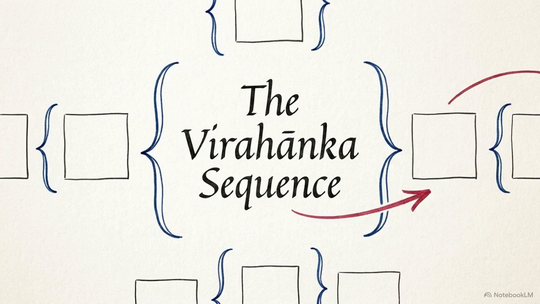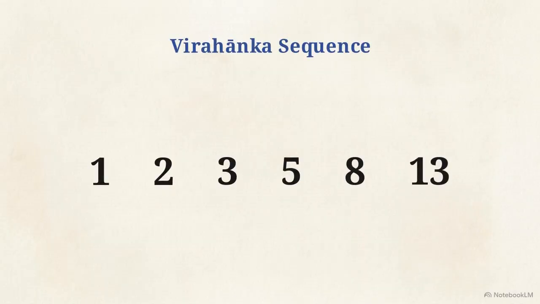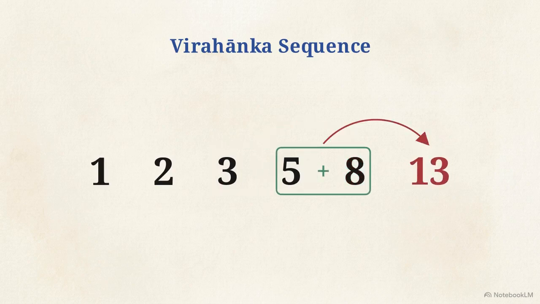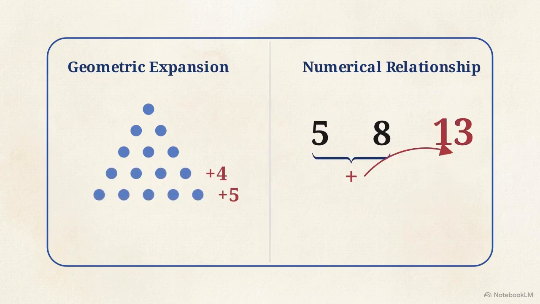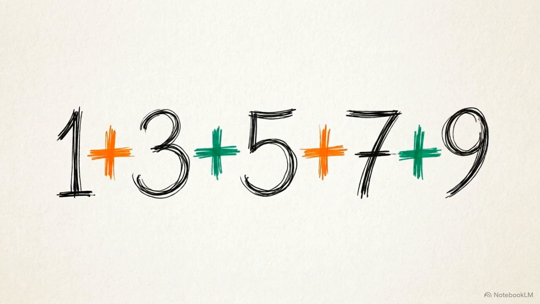Sequence rules can also be based on the relationship between neighboring numbers, as seen in the Virahanka sequence. In this sequence, every new number is the sum of the two numbers right before it. 3 plus 5 gives us 8, and 5 plus 8 gives us 13. These rules provide a framework for describing both geometric expansion and complex numerical relationships.